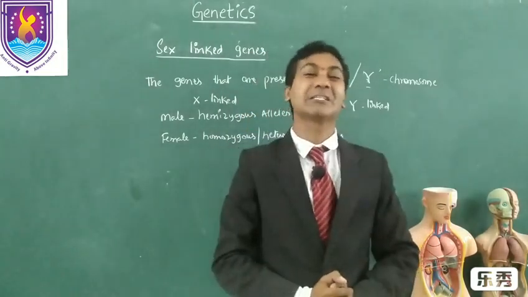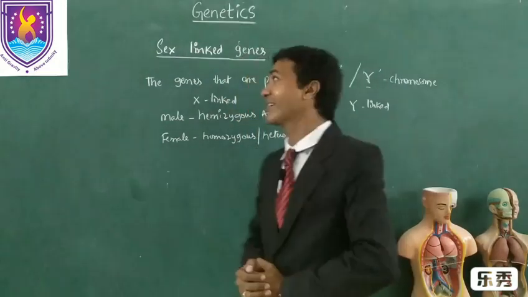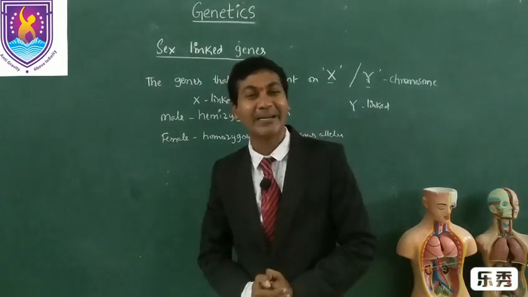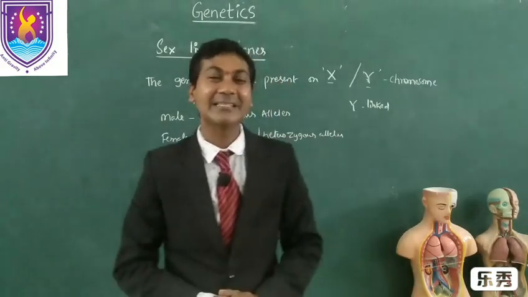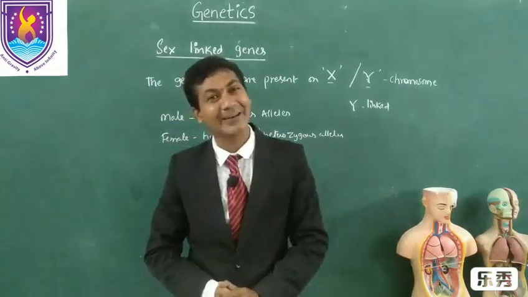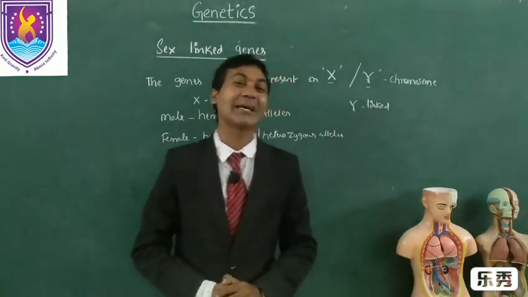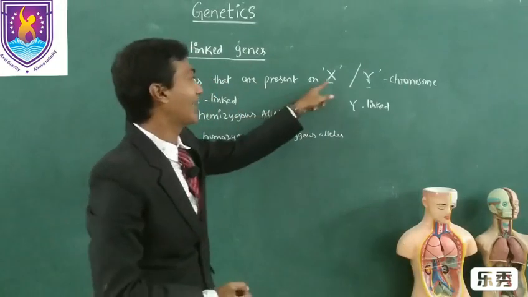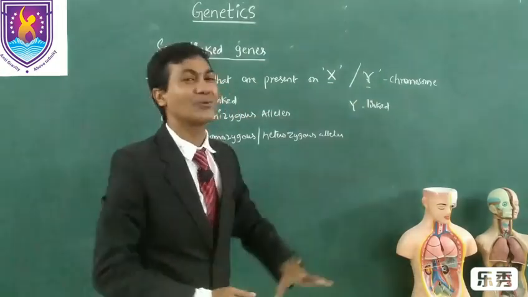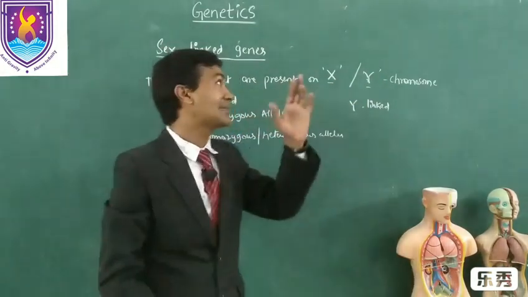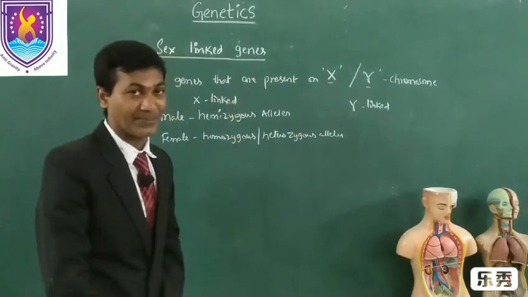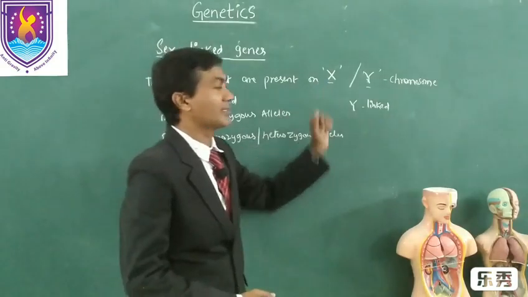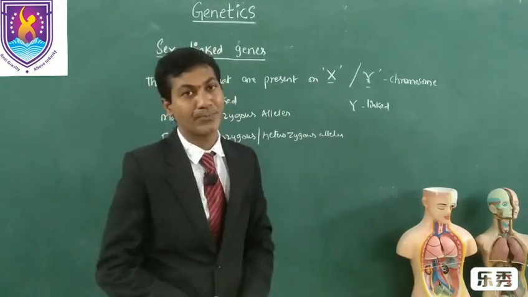Today I am going to explain an interesting topic, that is sex-linked genes. The genes that are present on sex chromosomes like X or Y. So the genes that are present on X chromosome or Y chromosome are simply called sex-linked genes. These genes can be inherited by the sex chromosomes or allosomes.